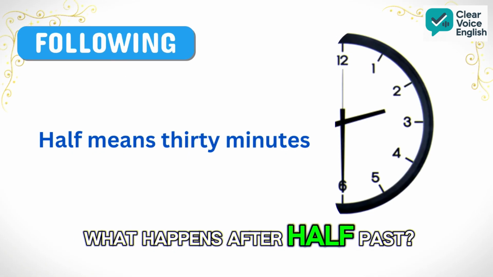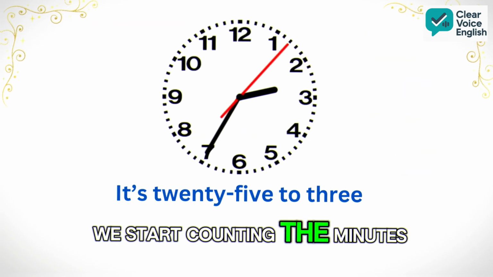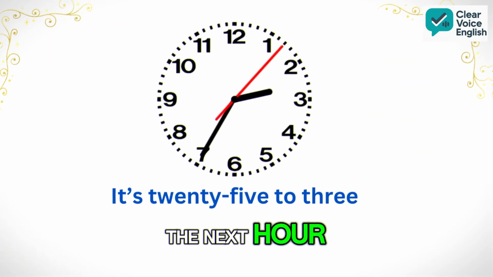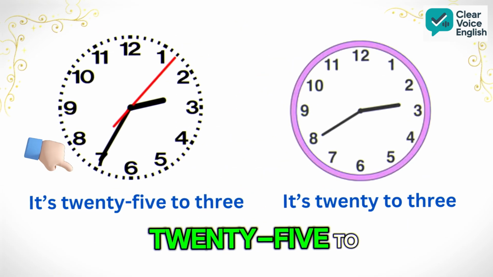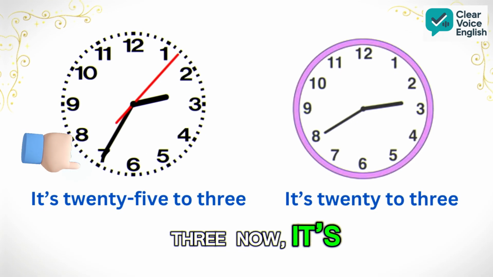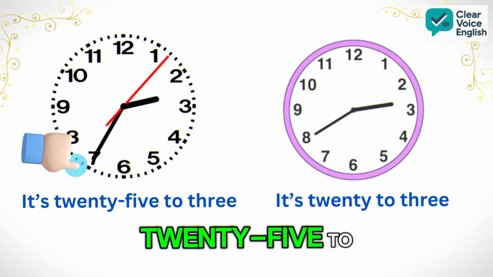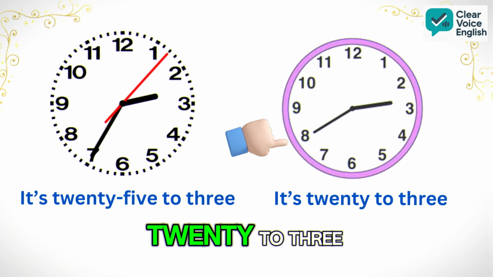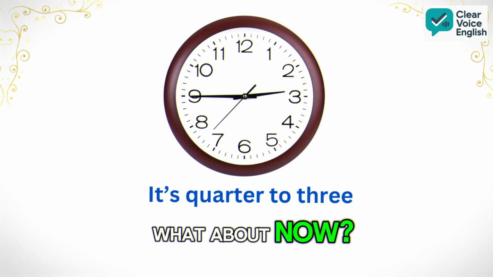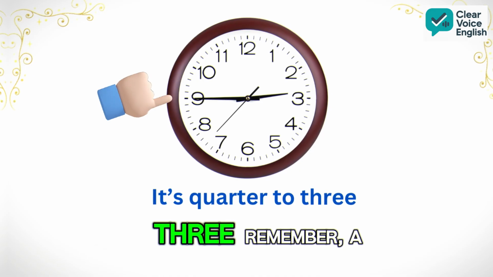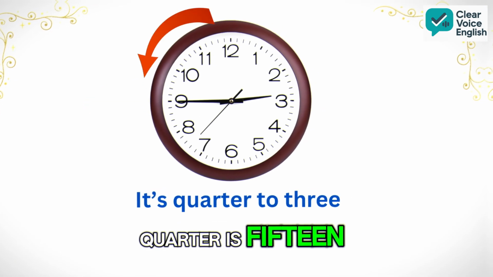What happens after 1/2 past? We start counting the minutes to the next hour. Let's look at the clock. It's 25 to 3. Now, it's 20 to 3. What about now? It's 1/4 to 3. Remember, a quarter is 15 minutes.